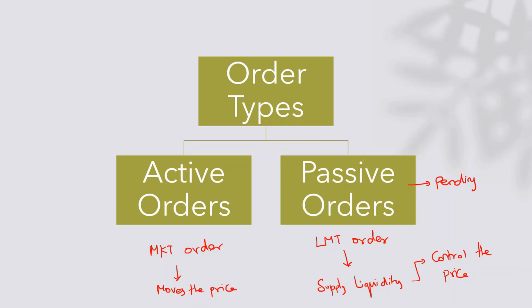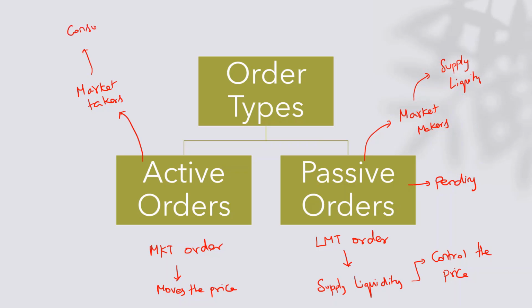So these passive orders are called market makers, whereas the active orders are called market takers. Market makers supply liquidity. If you are submitting a limit order into the order book, that means you are supplying liquidity. If you are sending a market order, that means you are consuming that liquidity.